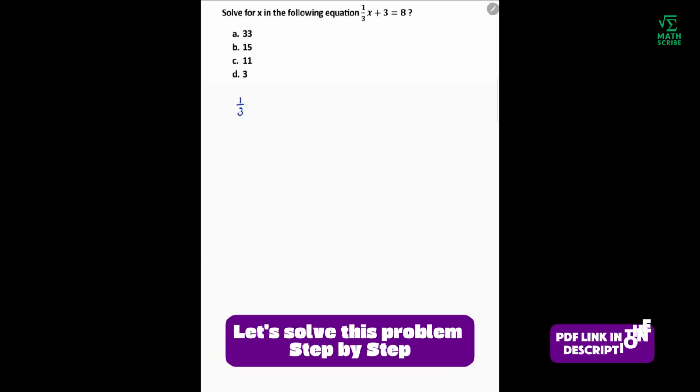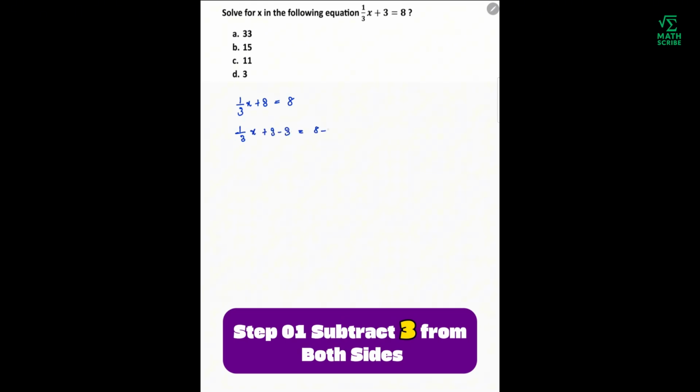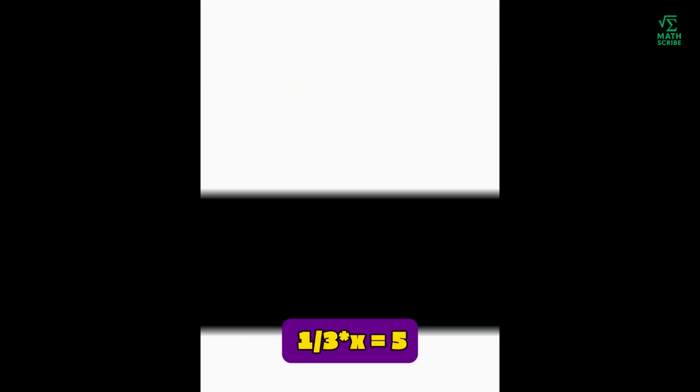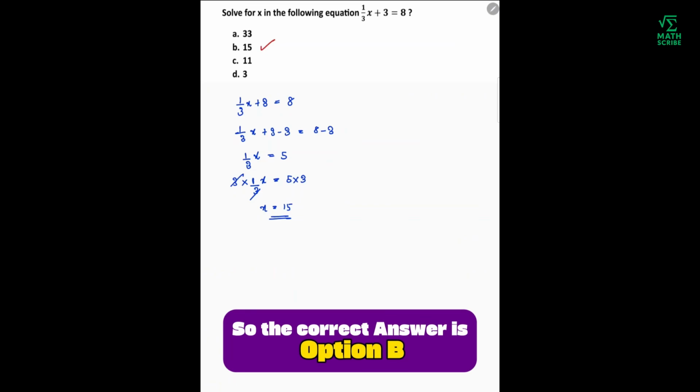Let's solve this problem step by step. Equation: 1 over 3 multiplied by x plus 3 equals 8. Step 1. Subtract 3 from both sides. 1 over 3 x equals 5. Step 2. Multiply both sides by 3. x equals 15. So the correct answer is option B.